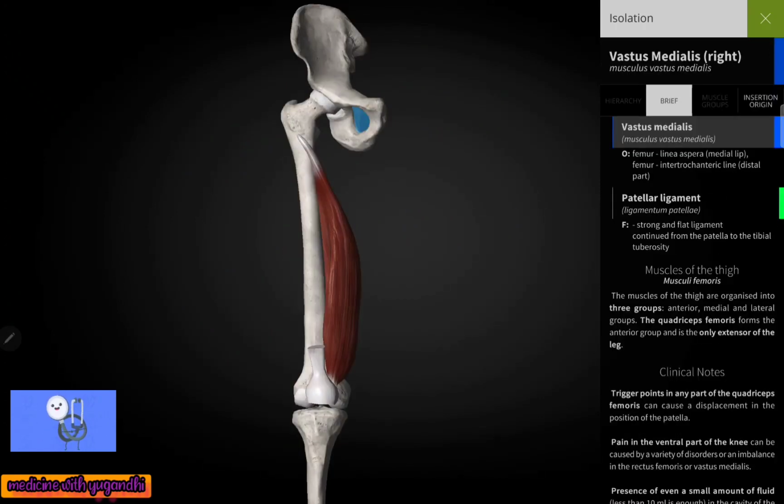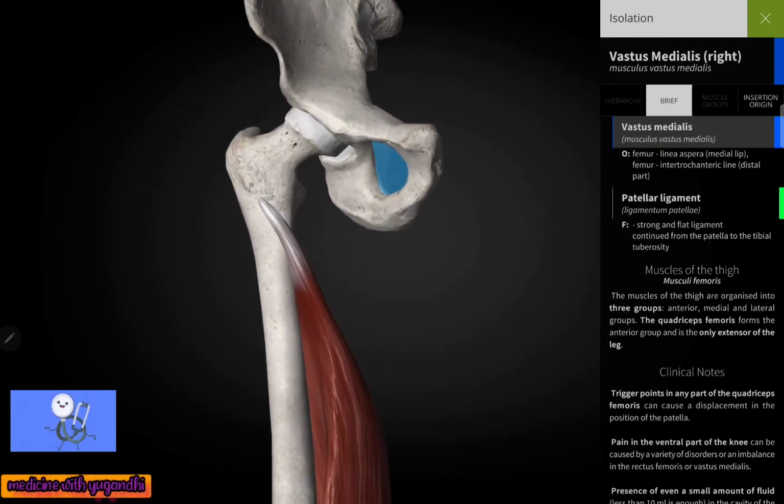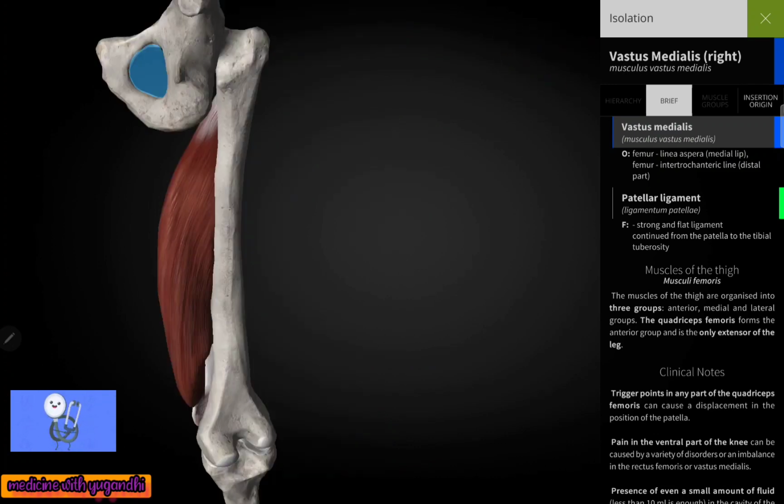Now coming back to the origin of the vastus medialis muscle. This muscle gets its origin from the lower portion of the intertrochanteric line. So this is the distal part of the intertrochanteric line. From there it gets its origin, and it also gets its origin from the spiral line and also from the medial lip of the linea aspera and also from the upper 1/4 of the medial supracondylar line. This medial lip of the linea aspera continues as the medial supracondylar line.